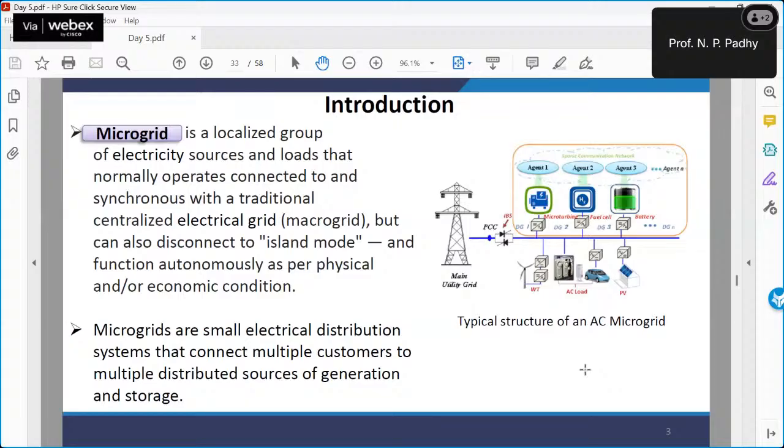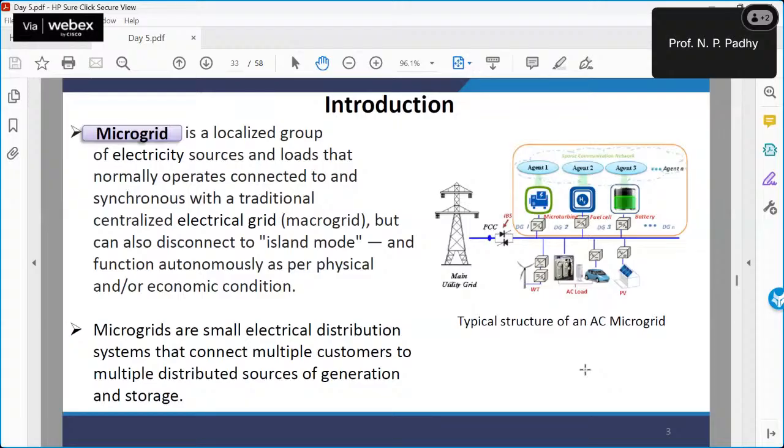A microgrid is a localized group of electricity sources and loads that normally operates connected to and synchronous with a traditional centralized electrical grid, but can also disconnect to island mode and function autonomously as per physical as well as economic conditions. So a typical structure is given to you. Microgrids are small electrical distribution systems that connect multiple customers to multiple distributed sources of generation.